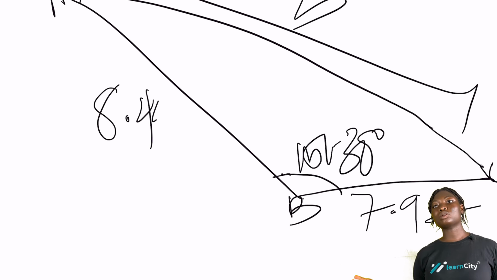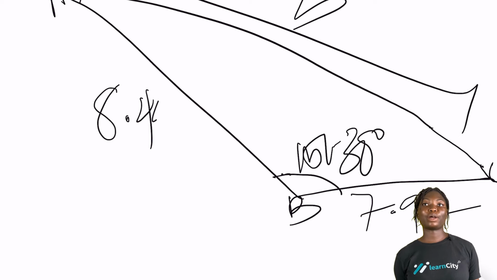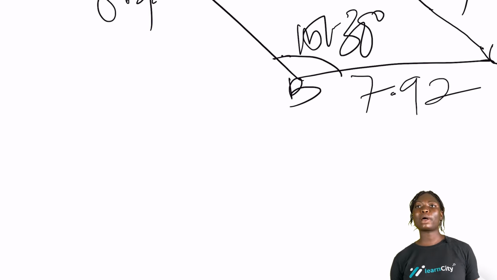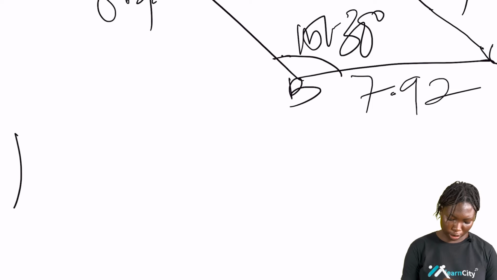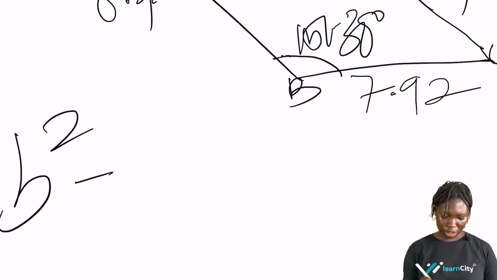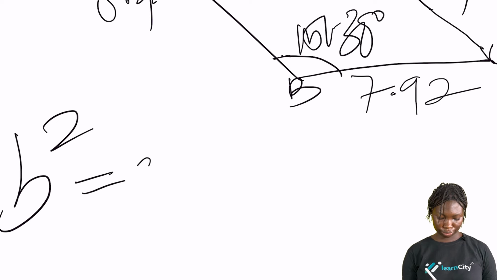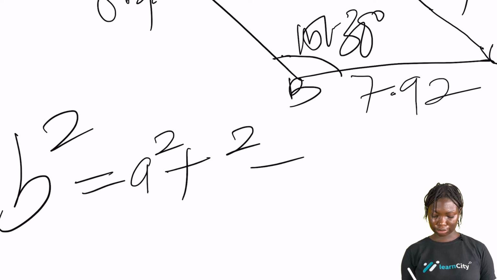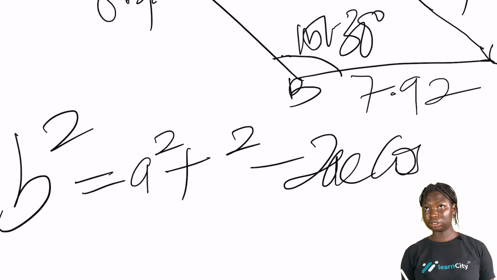Now, by cosine rule, we know that our B squared is now A squared plus C squared minus 2AC cos B. So we have B squared equals A squared plus C squared minus 2AC cos B.